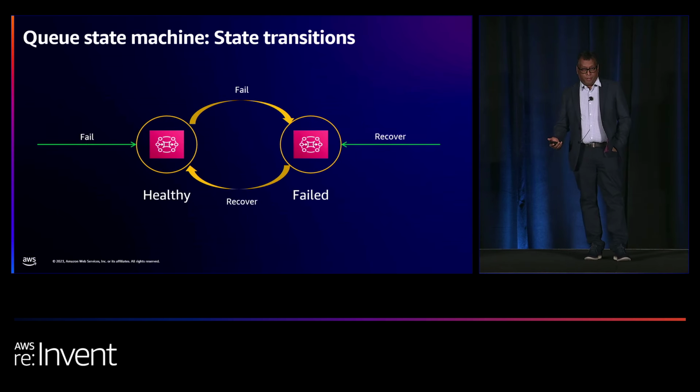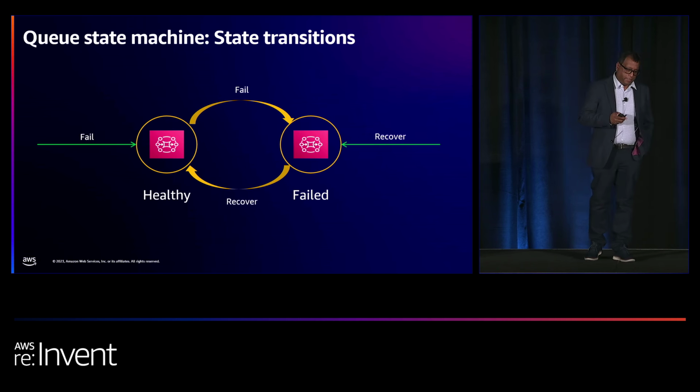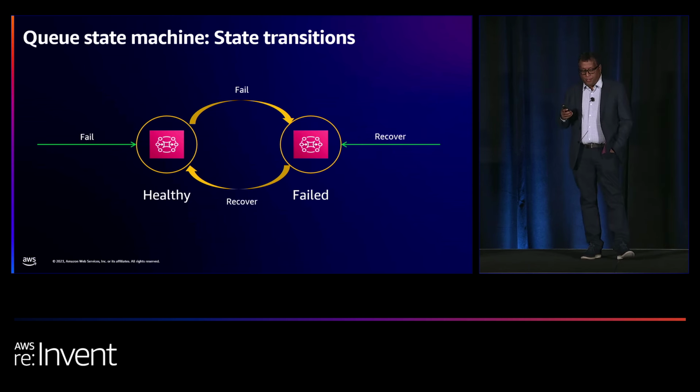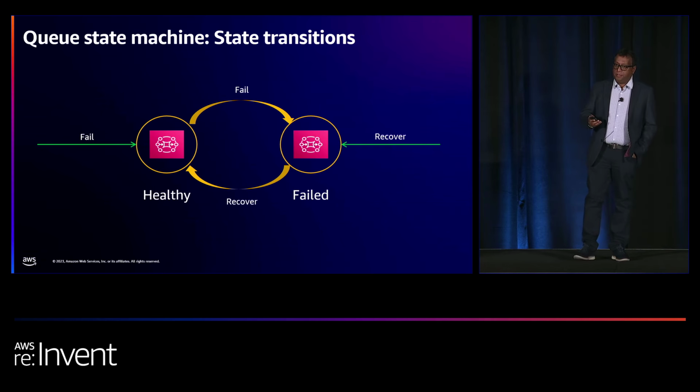Now let us bring the 2 states of a queue together with the transitions between them. A queue in a healthy state transitions to a failed state when it receives a fail event. And a queue in a failed state transitions to a healthy state when it receives a recovery event.